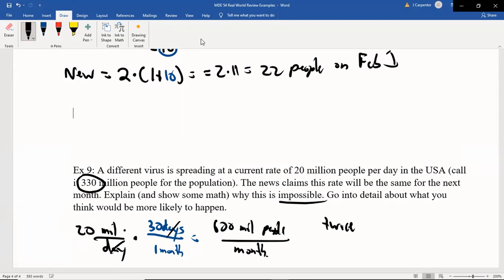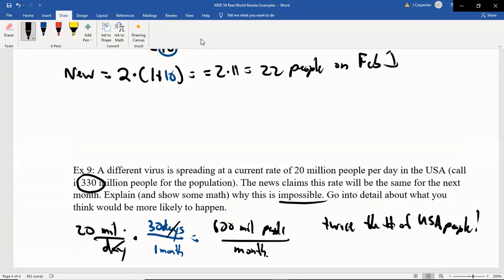I'm just going to round it out and say twice the number of USA people. It's impossible. So sure, the rate is really awful today when it's 20 million people per day. But what do you think is more likely going to happen?